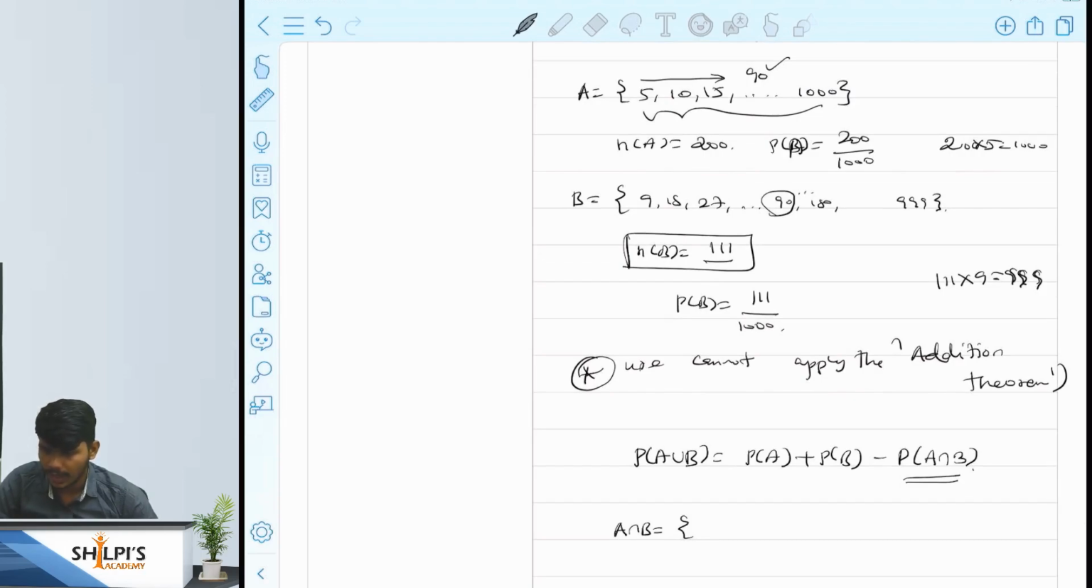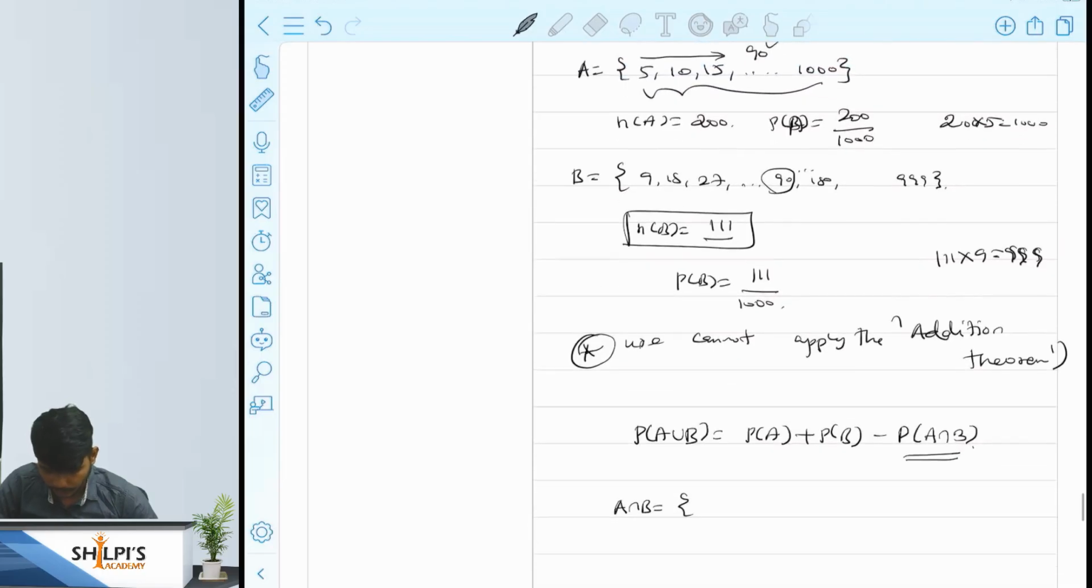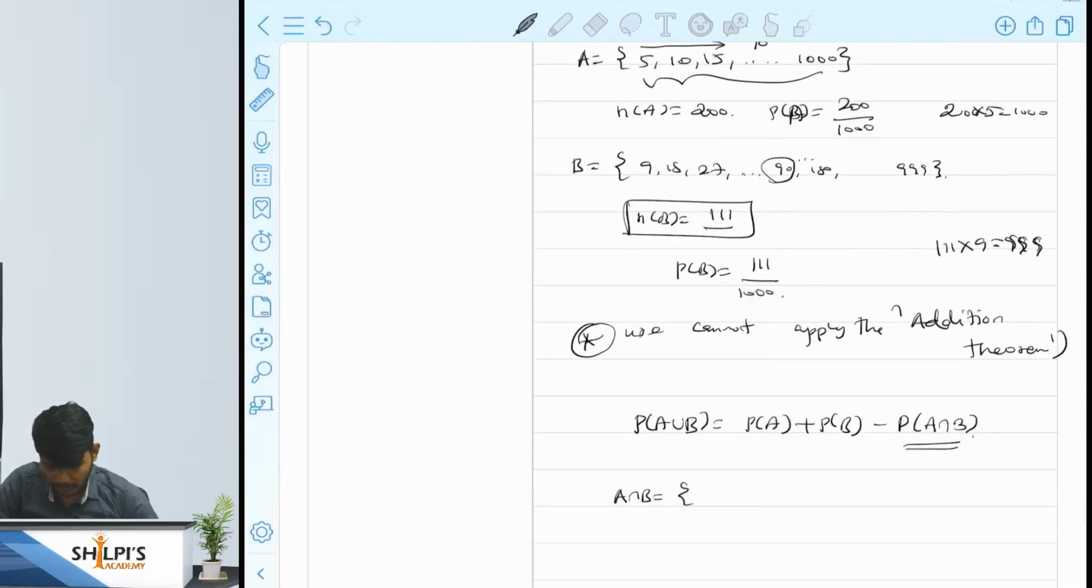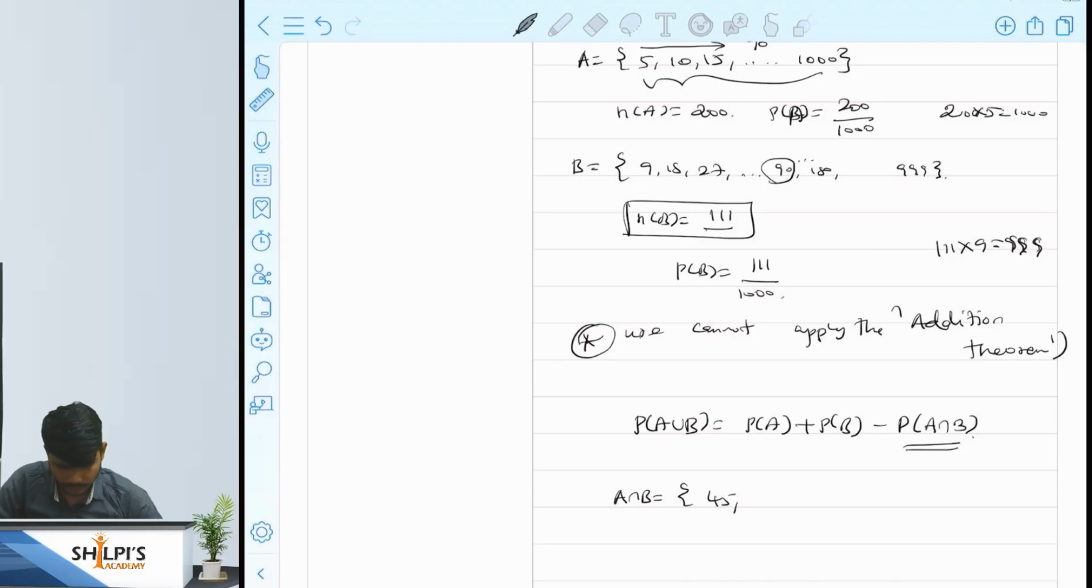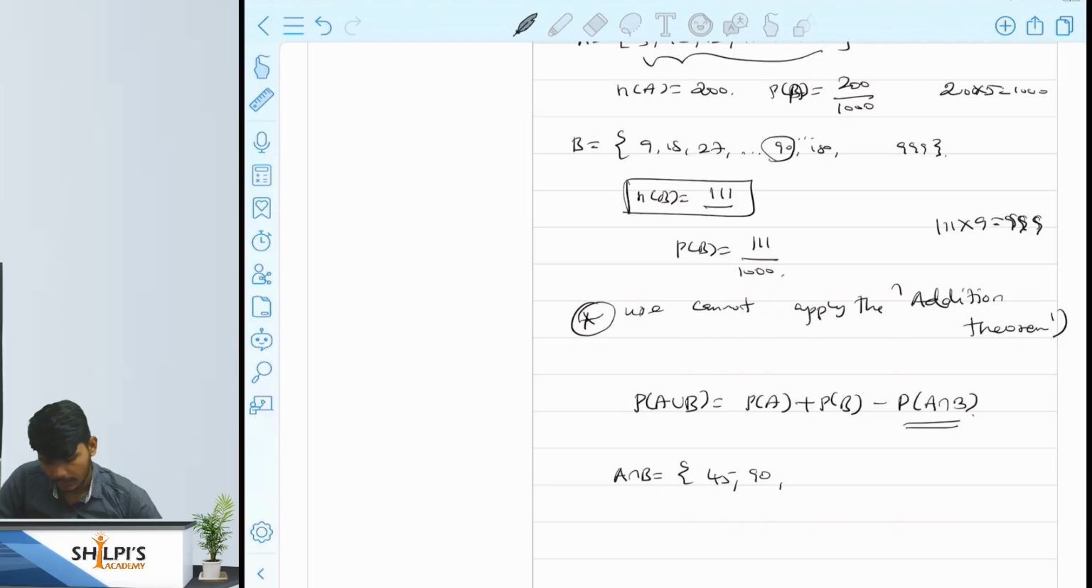Going through the multiples of 9 to find the common elements: 9, 18, 27, 36 will not be divisible by 5, and 45 will be divisible by 5, and similarly 54, 63, 72, 81, 90 will be divisible by 5, and also 15 times 9, 135, will be divisible by 5, and 180 is divisible by 5.